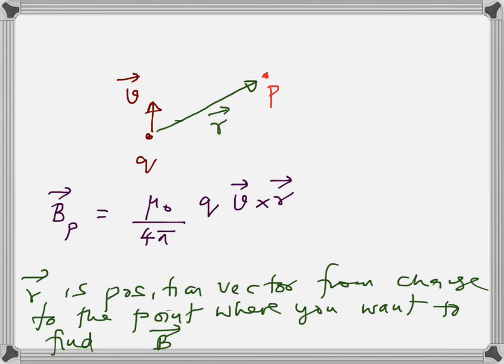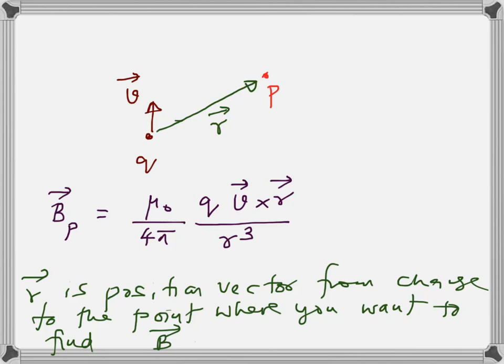So if you put a screw at the junction of V and R and rotate it from V to R by smaller angle, it is turning clockwise. So it goes into this board. So here V cross R is into the board. So that is the direction. So mu naught by 4 pi Q V cross R by R cube. This is the magnetic field at point P.